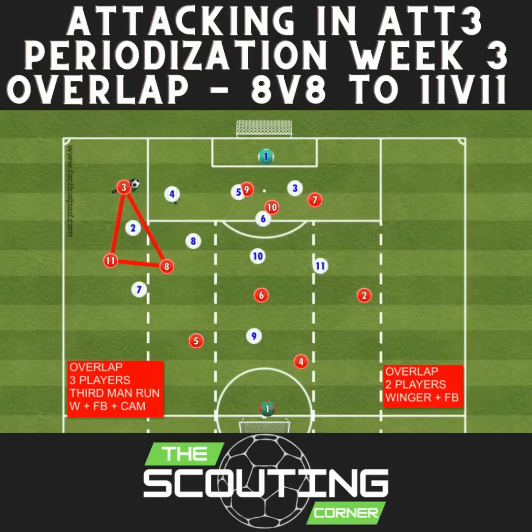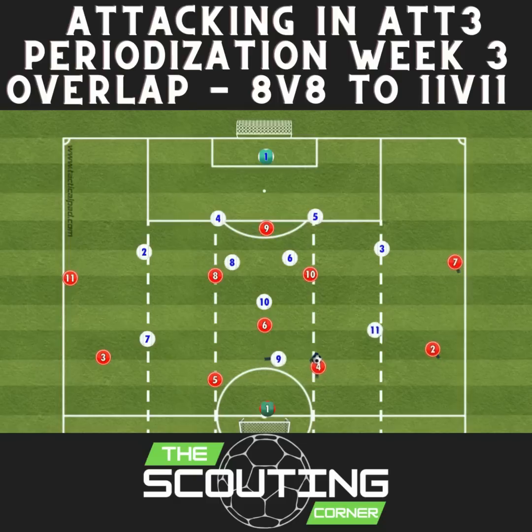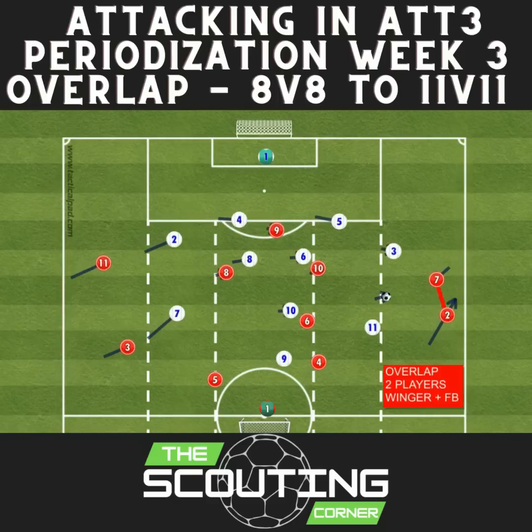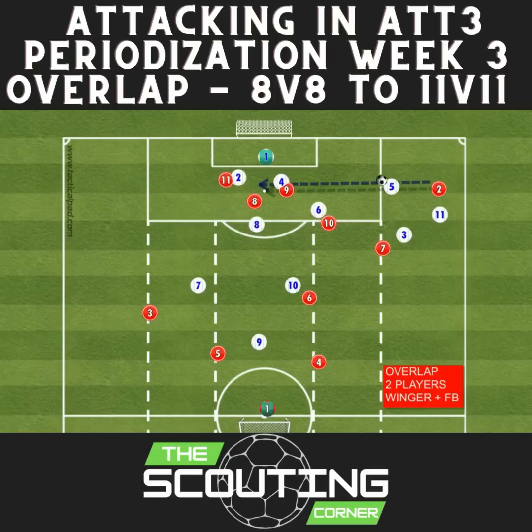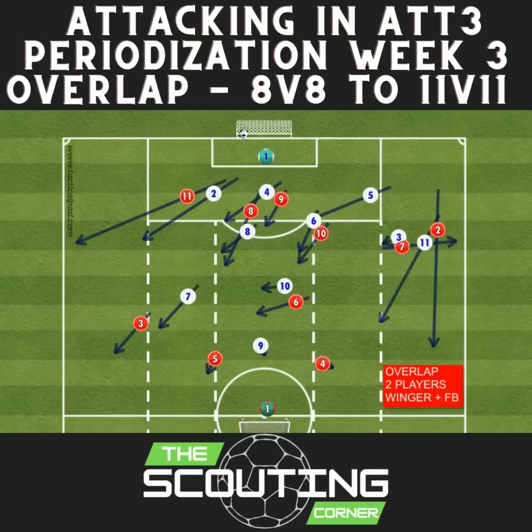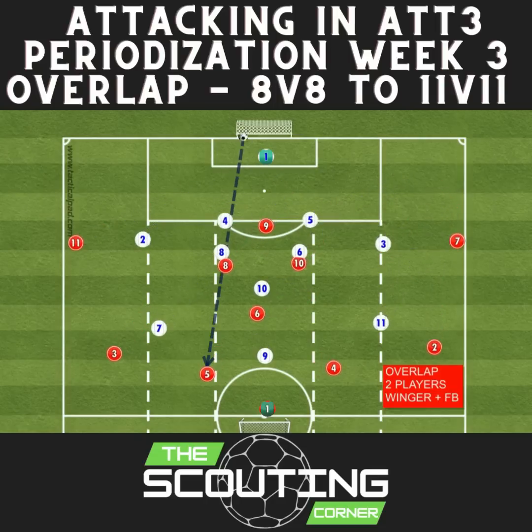I'll be back on Thursday, where we do the 3-team rotation, where we also focus on the overlap. So obviously that will be a 5v5 setup with double players on the flank, on the wing. So I'll see you guys on Thursday for the 3-team rotation.